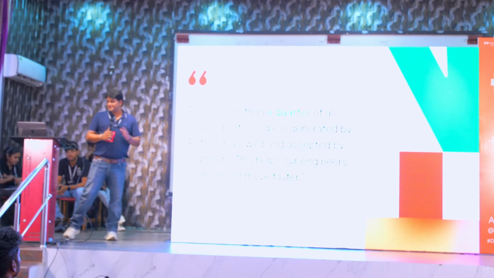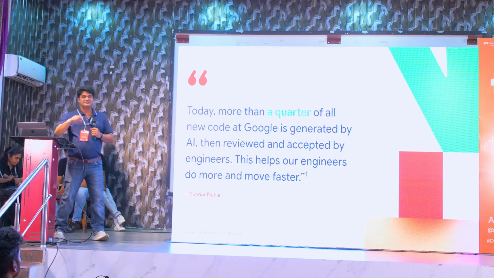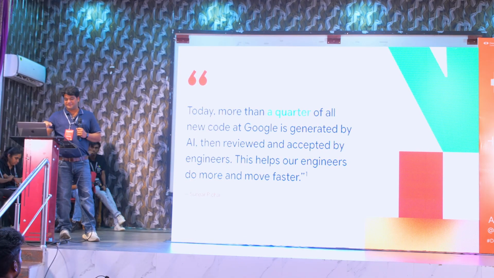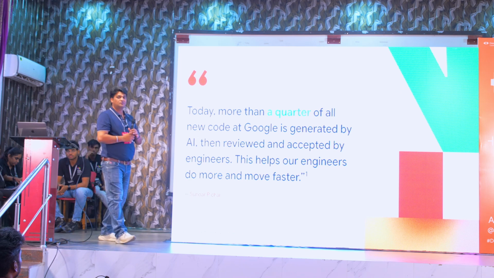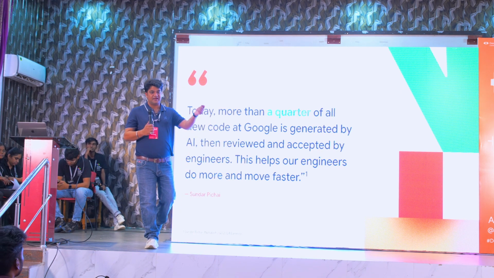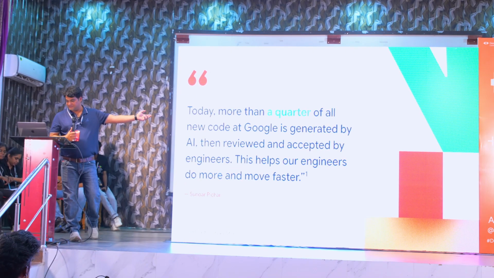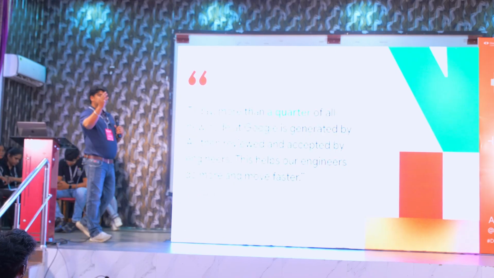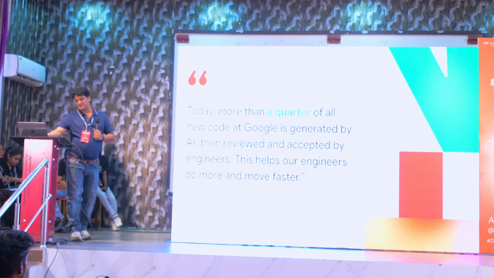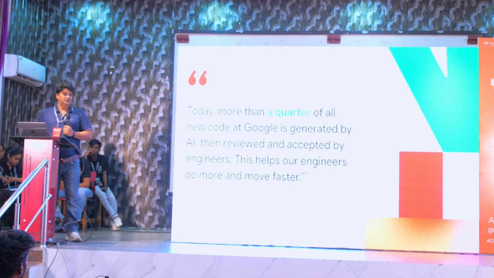If you see there, it means today more than a quarter of the new code at Google is generated by AI. It means they are using some sort of AI tool to generate the code, and then it is reviewed and accepted by the engineer. Whatever code they generate through AI is thoroughly reviewed by their engineers, and then finally that code is accepted, meaning it is merged by the engineers themselves. So this is the way they are adopting it within Google nowadays. This statement was released by Sundar Pichai at the Q3 2024 town hall.